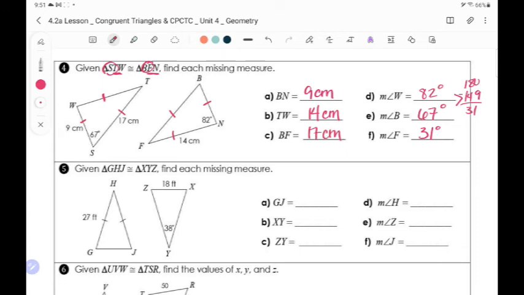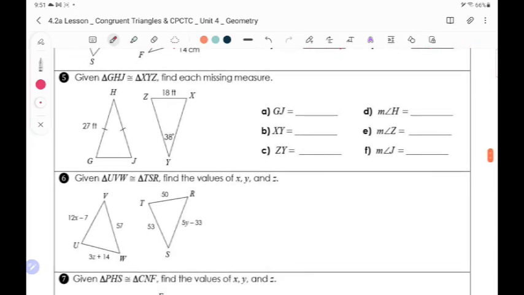So you see how that happened? We're just matching up the parts of the triangle. You're going to go ahead to number 5 and try that on your own, okay?